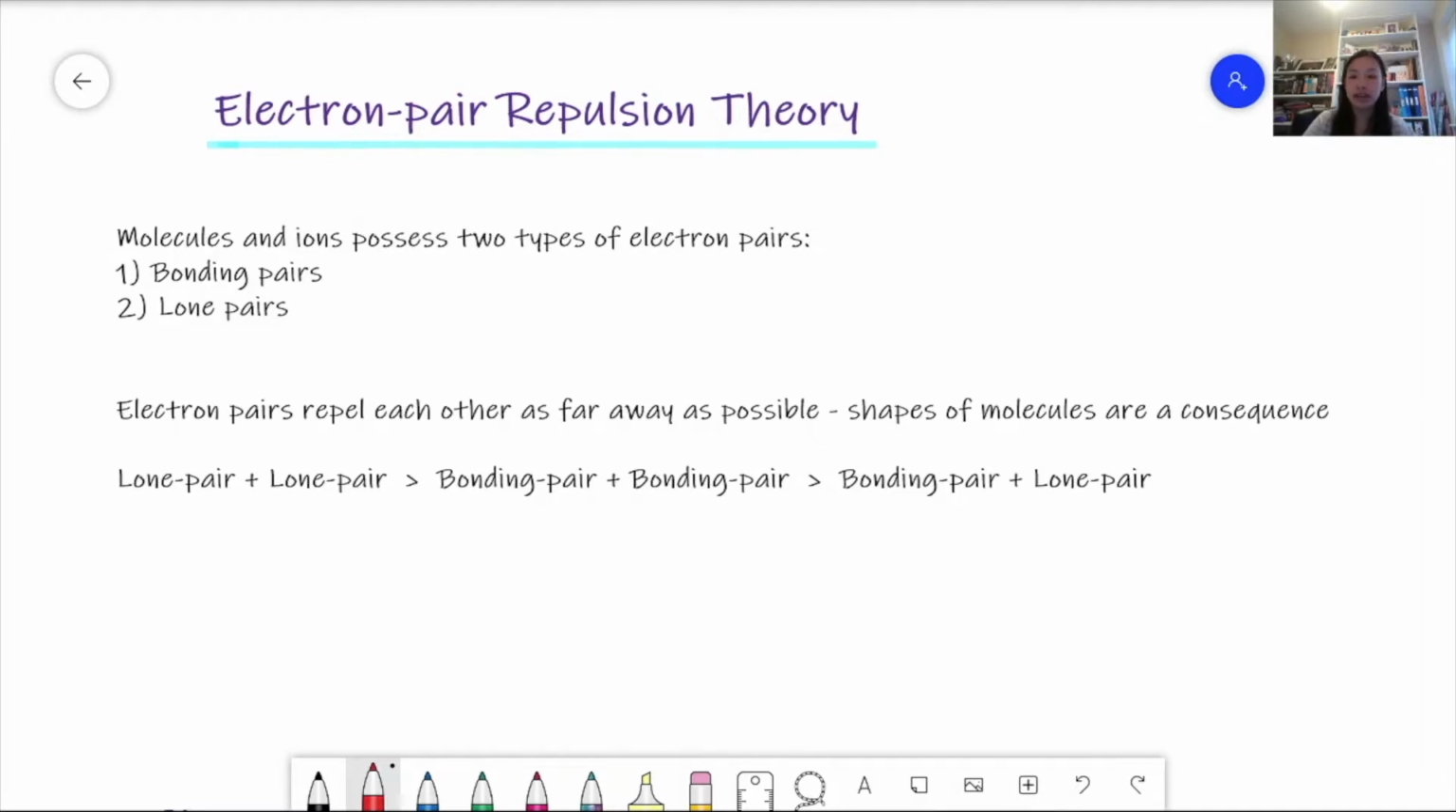So they're just there. And because the electron pairs repel each other, the shapes of molecules are a consequence. So it depends on how many bonding pairs and how many lone pairs they have. And one thing that's very important is that lone pairs repel a lot more than bonding pairs. So the greatest repulsion comes from lone pair, and then second would be bonding pair.